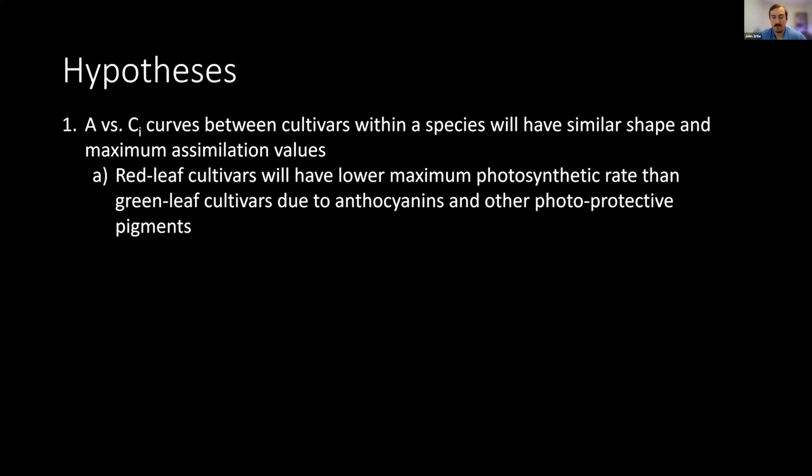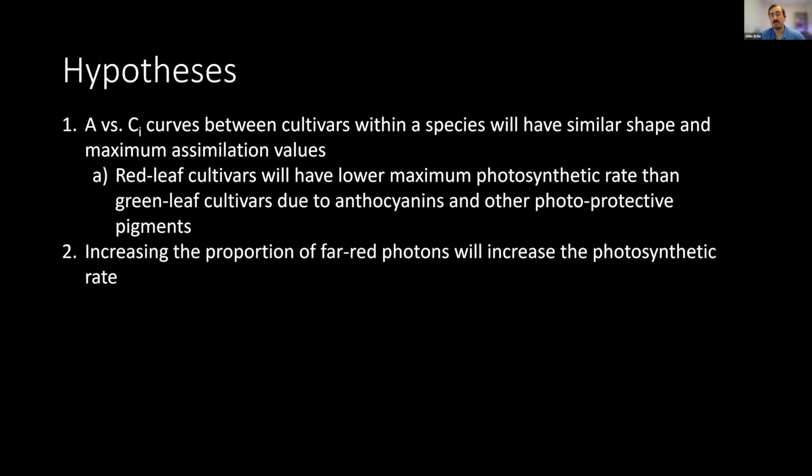I also thought that due to the anthocyanins and other photoprotective pigments in red leaves, we would see in red leaf cultivars or red leaf type species a lower maximum photosynthetic rate than in green leaf type cultivars. So if there's a green and a red leaf lettuce, my assumption was that the red leaf lettuce would be less productive on a per square meter leaf area basis.